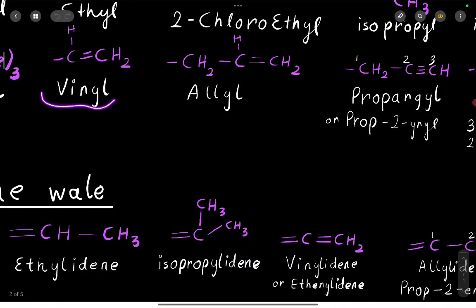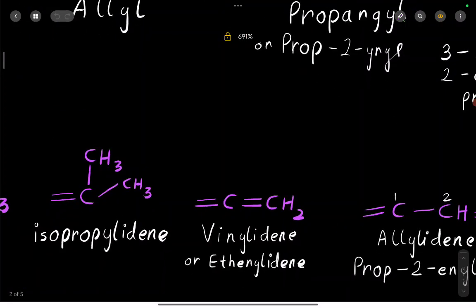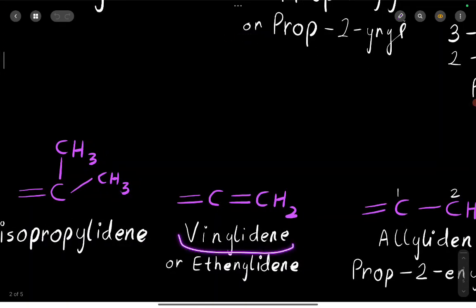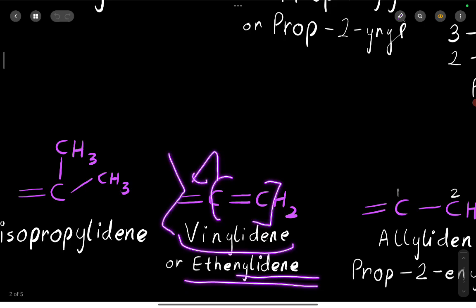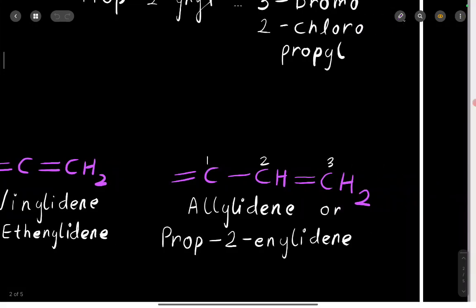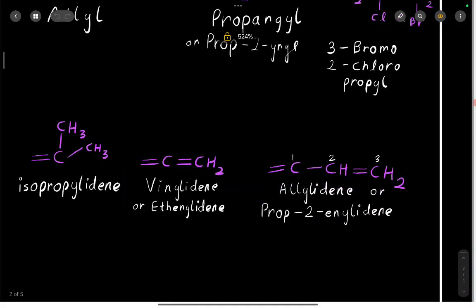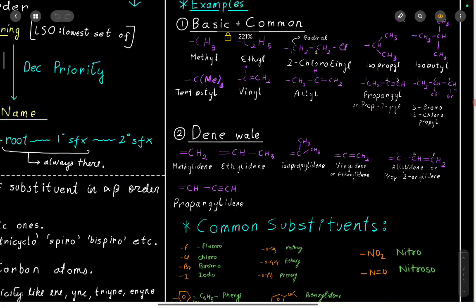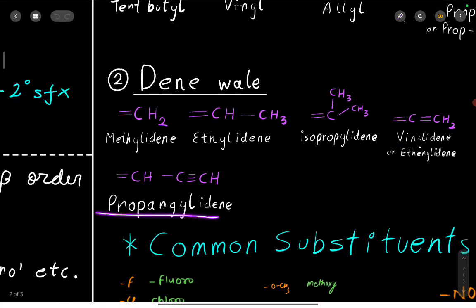Here it was only vinyl because the double bond was inside the substituent, but here there is a double bond inside the substituent and an extra double bond connected to the main chain. So this is also an example of a cumulated double bond, and we call this vinylidene or ethenylidene because this is ethene and connected to the main chain via a double bond, so -ylidene is added. Similarly, this is allylidene, or IUPAC-wise prop-2-enylidene, and this is propargylidene.